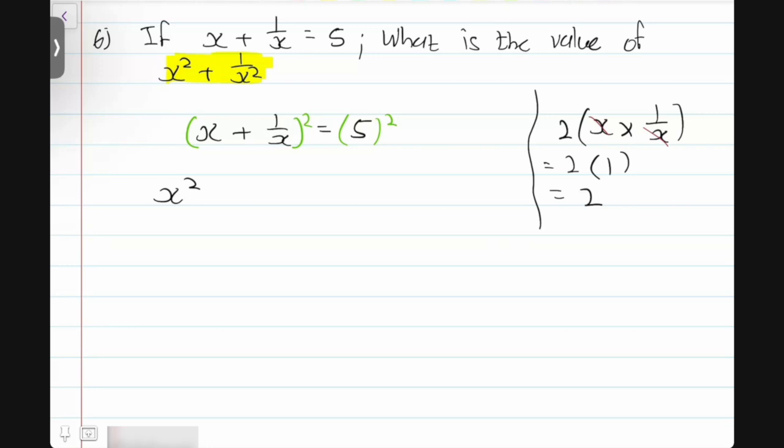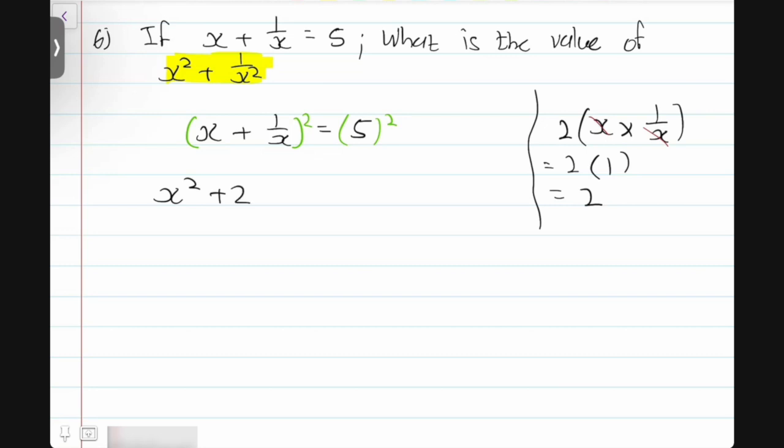Run through it one more time. The first: x squared is just x squared. Multiply the two, and then double. We multiply these two, they cancel out and give you 1. And if you double 1, you're just going to get 2. So now we have plus 2 here.